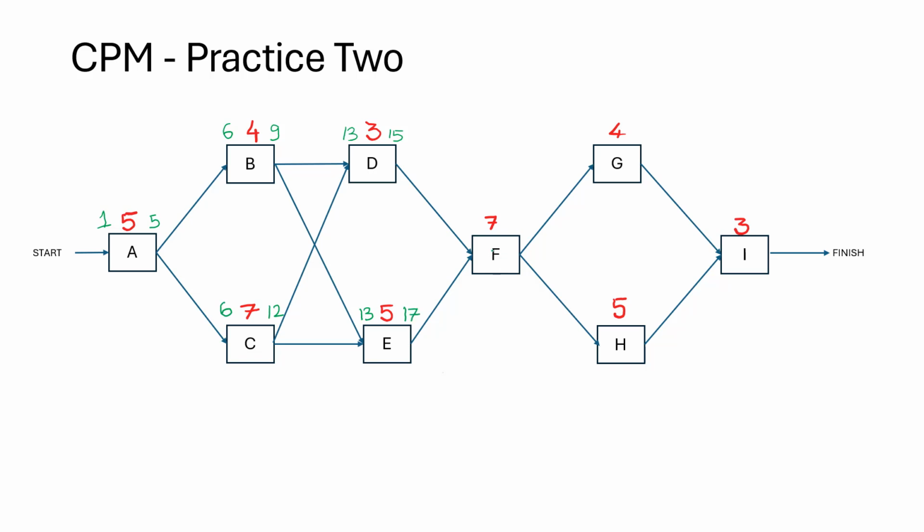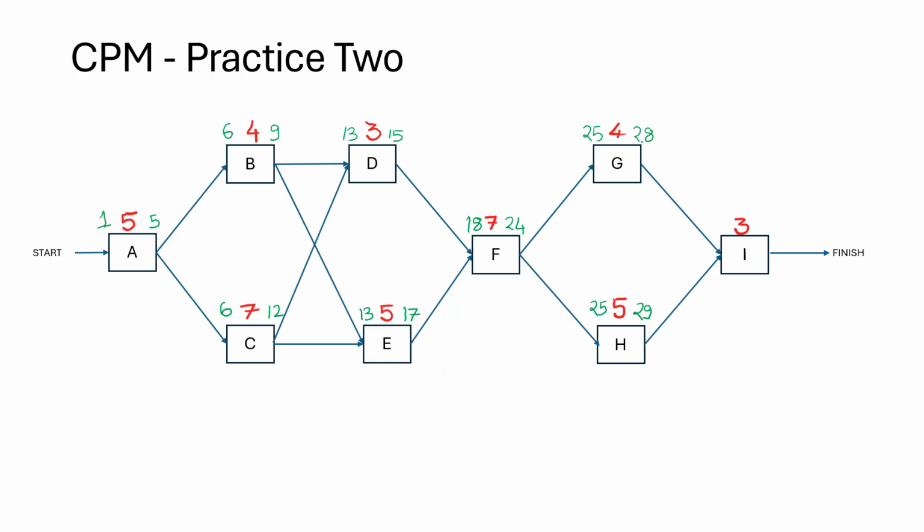Now, task F again has 2 dependencies, so 15 and 17, the bigger is 17. So increment 1, 18. 18 plus 7 is 25, minus 1 is 24. Okay, and this will be 25 because I've incremented from 24. This is also going to be 25. And 25 plus 4 is 29, minus 1 is 28. And this is going to be 29.